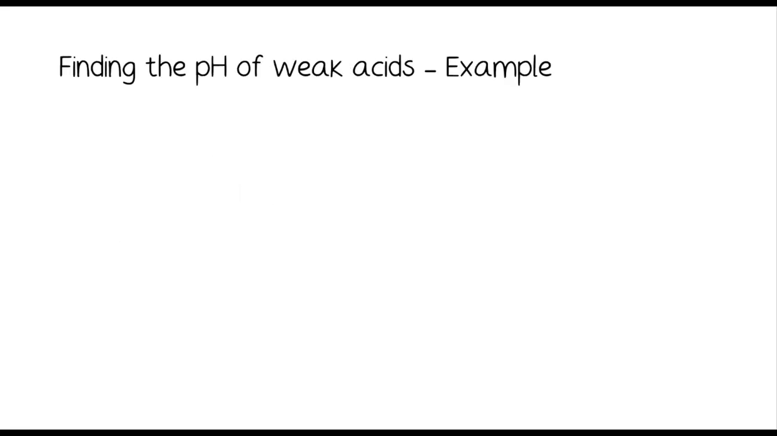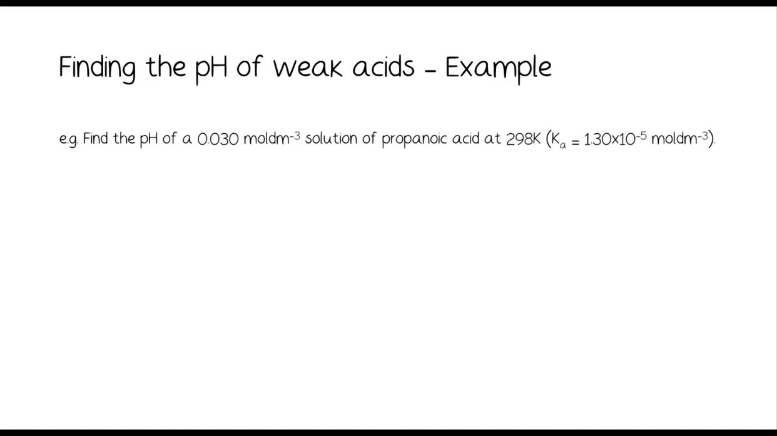So let's try an example where you're finding the pH of a pure weak acid. Find the pH of a 0.03 moles per decimeter cubed solution of propanoic acid at 298 Kelvin, and Ka is 1.30 times 10 to the minus 5 moles per decimeter cubed. Just press play when you've done that and I'll show you the solution.